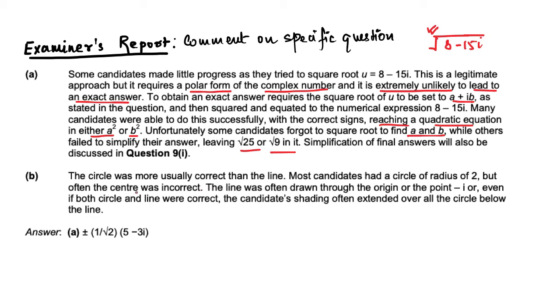Okay, in the second, the circle was usually correct rather than the line, which means most of the students were comfortable with the circle part, but the line was difficult. Most of the students had a circle of radius 2, but often the center was incorrect. So this is very important, that we mark the proper center. Then the line was often drawn from the origin.